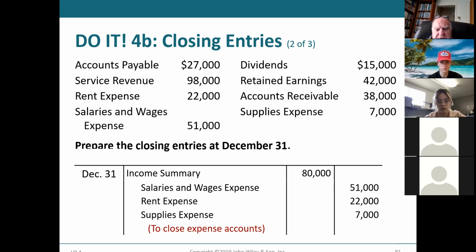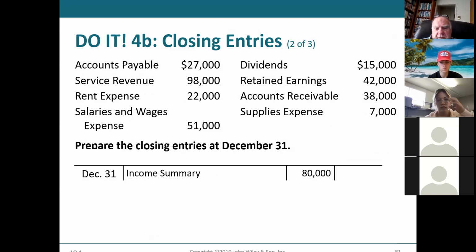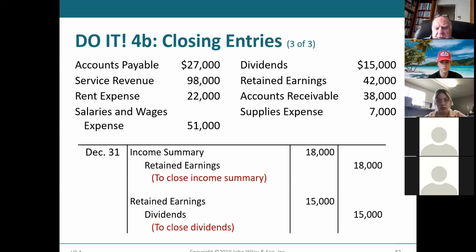Now all we have to do is take the balance of the income summary, which is 98,000 minus 80, which would be 18,000. We get rid of the income summary and we close to retained earnings. We made a profit, so retained earnings goes up with a credit. And then dividends get closed directly to retained earnings.